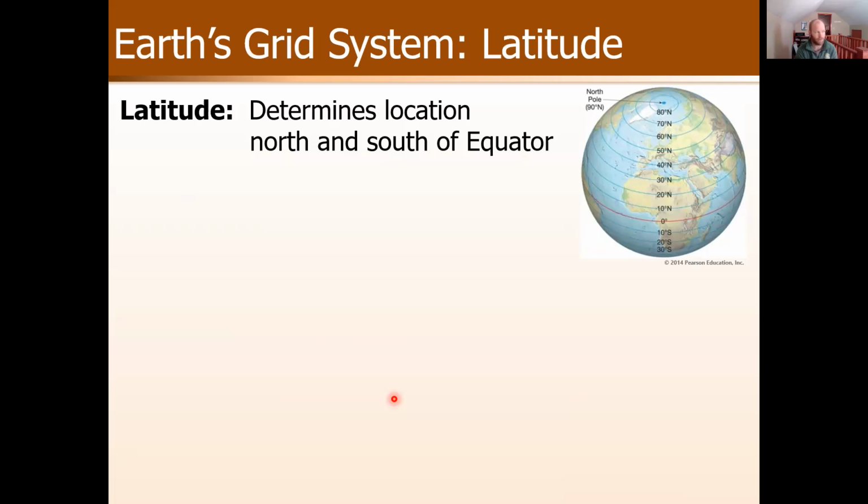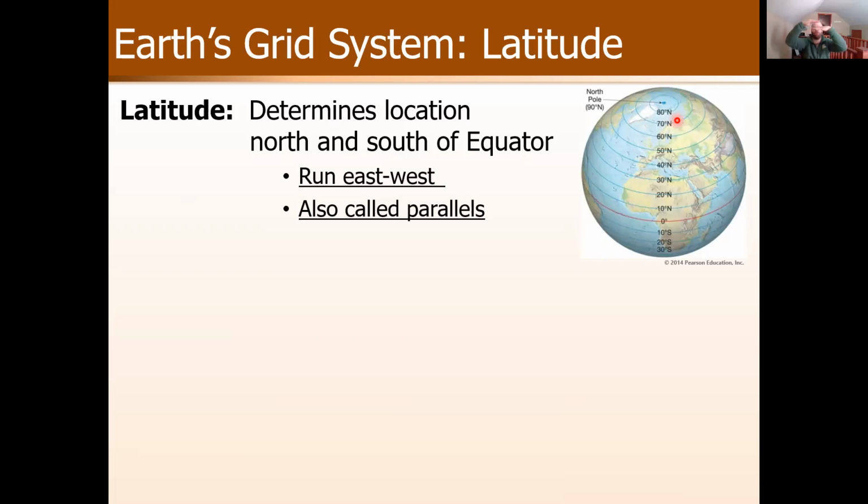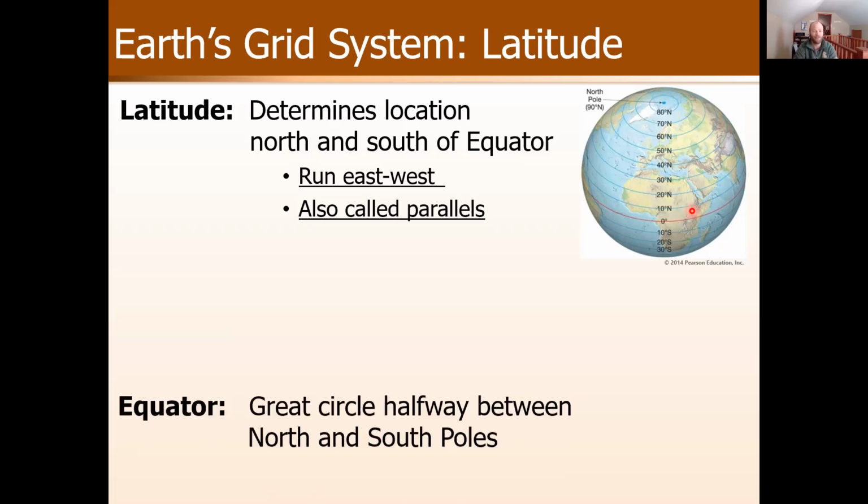Okay, lines of latitude. It determines your location north and south of the equator. So again, we're now using a line of latitude to determine how many degrees north of the equator or how many degrees south of the equator we are at that place. All right, and then they all run east-west. So in that way, and as you can see on this image, they are all also called parallels. Every line of latitude is literally parallel to one another. So they're called parallels. They run east-west, and you can use them to determine your location north and south of the equator. There's a reason that I repeat things like that as a hint.